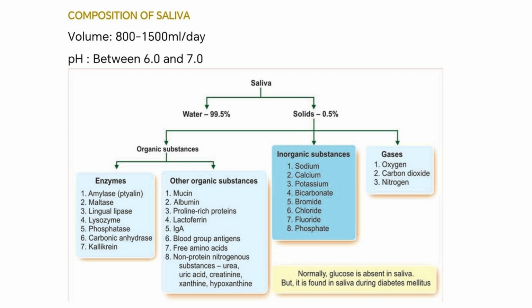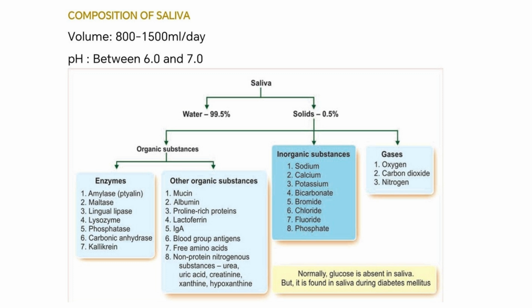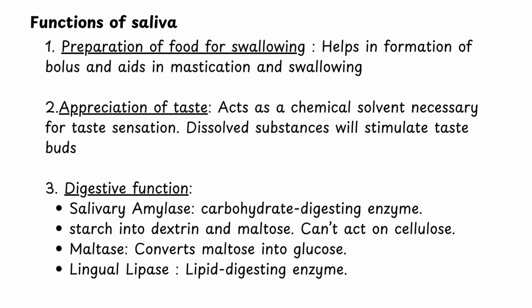When we write the answer, we have to write it like this, so it will be much easier and it saves time. For the composition of saliva, we have to write about the volume, then pH. This flowchart is from Sembulingam. We have to write about the water, 99.5%, and solids. Then the organic substances present, inorganic, and the gases present. In this flowchart, almost everything needed is given. So it's a good flowchart.